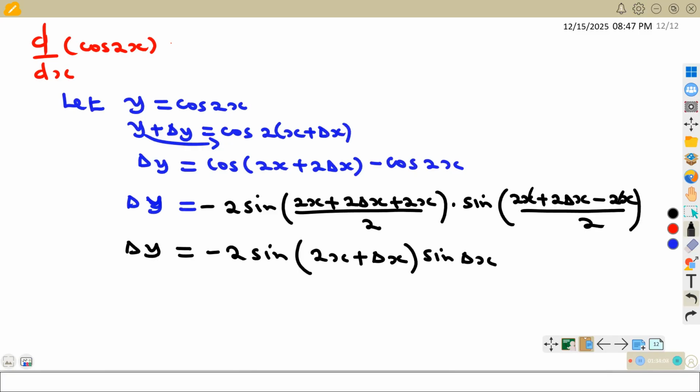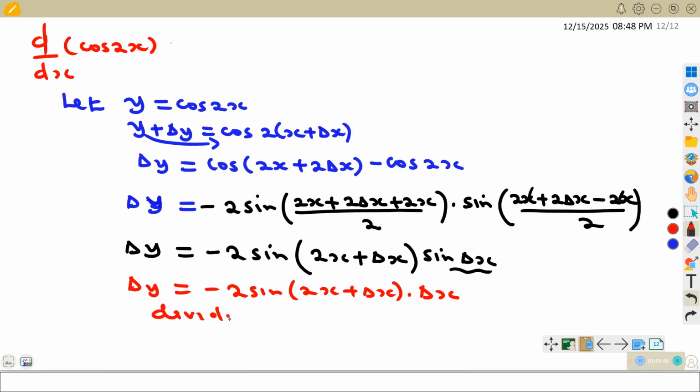So from this given point, we said sine delta x is approximately equal to delta x, because delta x is a small angle. So where there is sine delta x, I will put delta x. From there, we shall have delta y, which is equal to minus 2 sine of 2x plus delta x, times delta x. So from here, divide through by delta x.